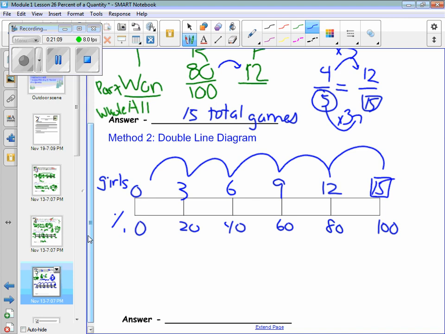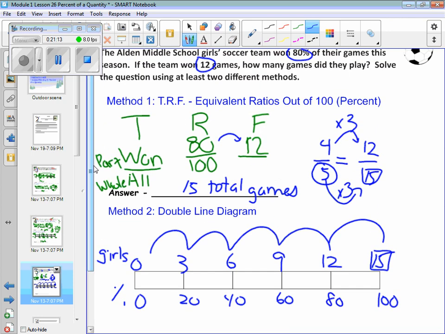Okay? This is one of those instances where TRF might be easier than a double line diagram. It doesn't matter. You do what works best for you, as long as you pick a strategy. Okay, you guys are going to go into your groups and you're going to do the next page together. That's exercises 1 through 4 with the mammals, reptiles, amphibians, insects, and everything else that makes noise.